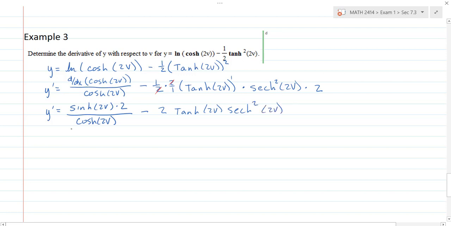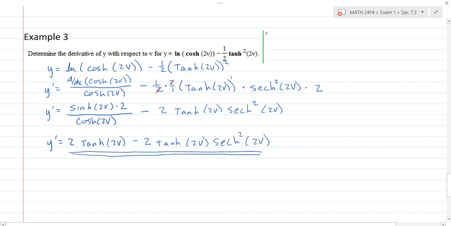I can clean this up further, can't I? This 2 that's in front, I could bring down. And what's sinh over cosh? Sine over cosine is tangent, so this would be the hyperbolic tangent of 2v minus 2 tanh 2v sech squared 2v. And that would be our final answer.